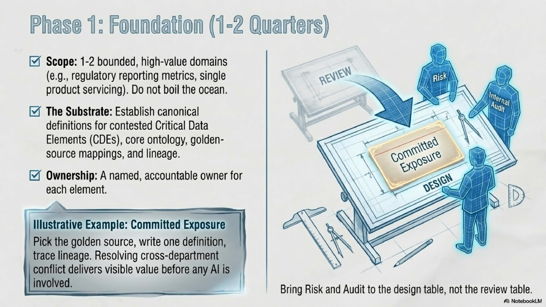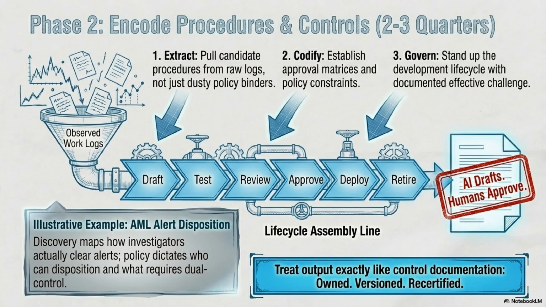Bring them in at design, not at review. A control they help shape is a control they'll stand behind. Foundation first. 1 domain, agreed definitions, named owners. Phase 2, encode the procedures and the controls around them. 2 to 3 quarters. Now that the domain has agreed facts, you capture how work is actually done in it.